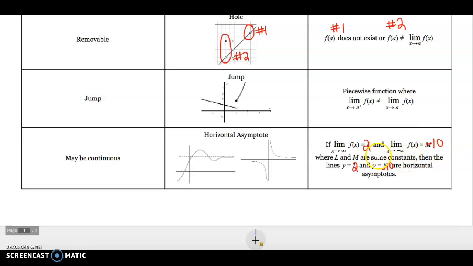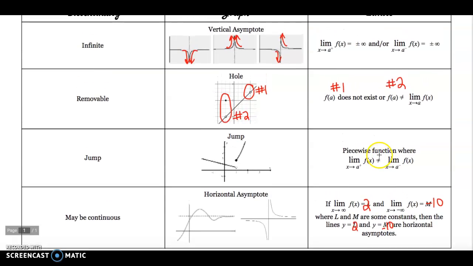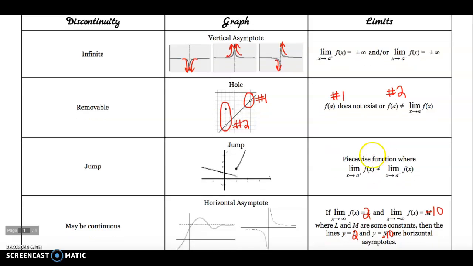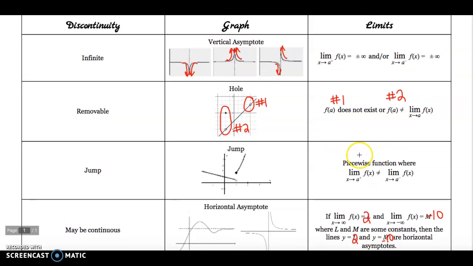So this is just a nice reference chart to have and to connect everything we've been talking about with discontinuities, limits, and graphs. So go ahead and make sure you have that whole thing filled out, and then feel free to continue practicing and let me know if you have any questions.